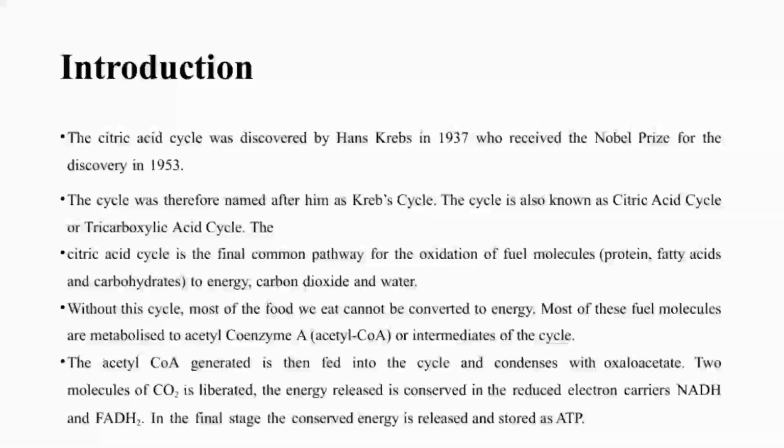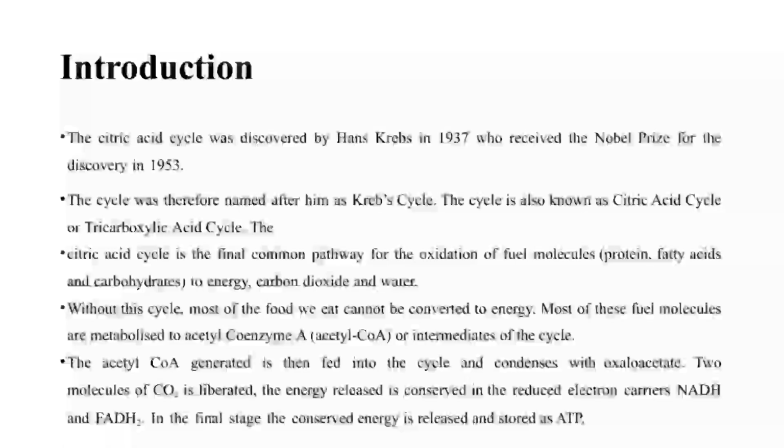The citric acid cycle, also known as the Krebs cycle, was discovered by Hans Krebs in 1937. He was awarded the Nobel Prize for this discovery in 1953. Because of his work, the cycle was named after him as Krebs cycle, but it's also known as the Citric Acid Cycle or Tricarboxylic Acid Cycle.